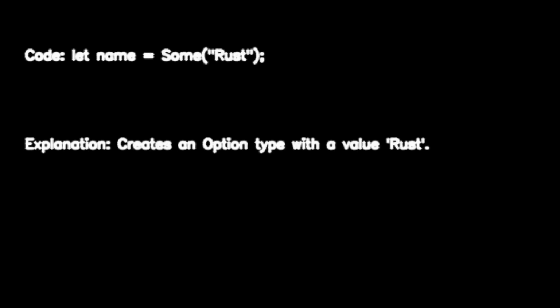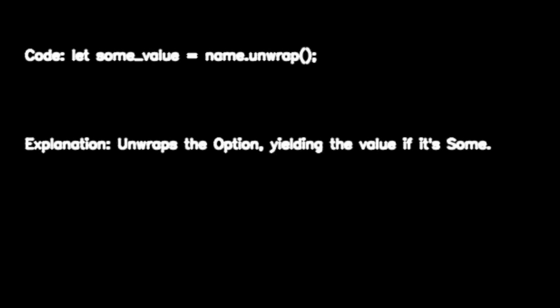Code. let name = Some("rust"). Explanation. Creates an option type with a value, rust. Code. let none: Option<i32> = None. Explanation. Creates an option type with no value. Code. let some_value = name.unwrap(). Explanation. Unwraps the option, yielding the value if it's Some.